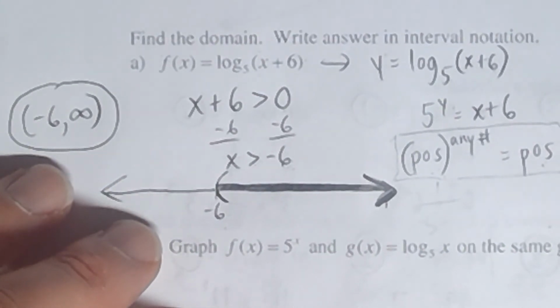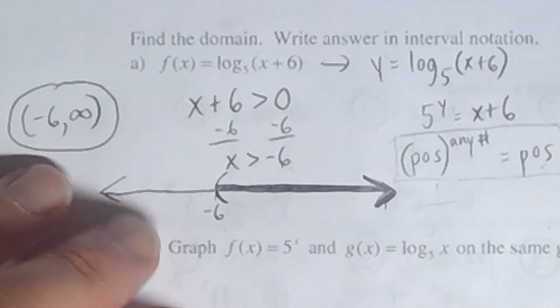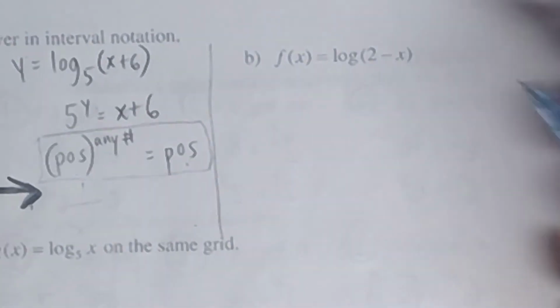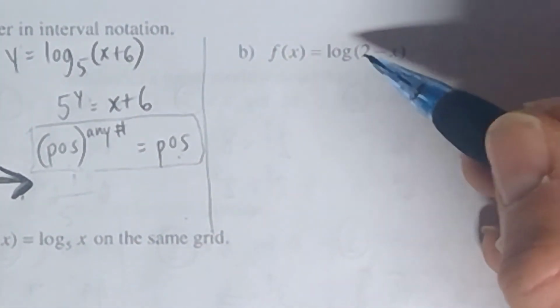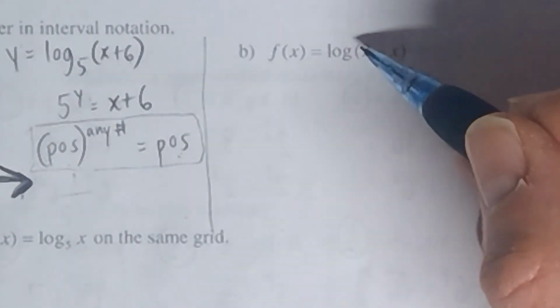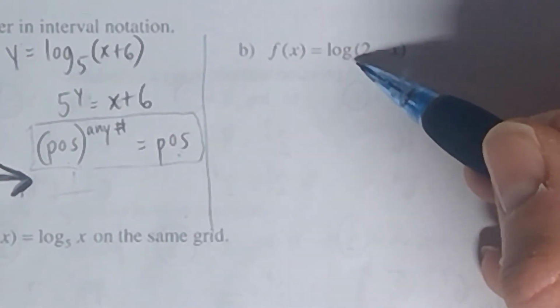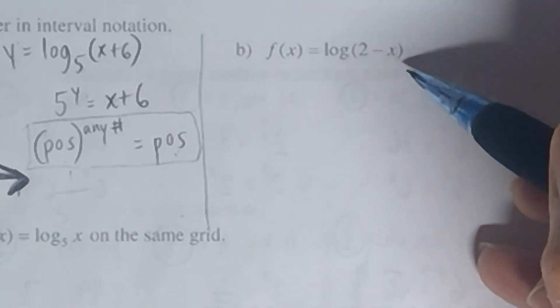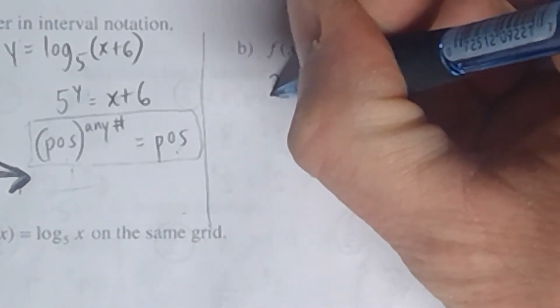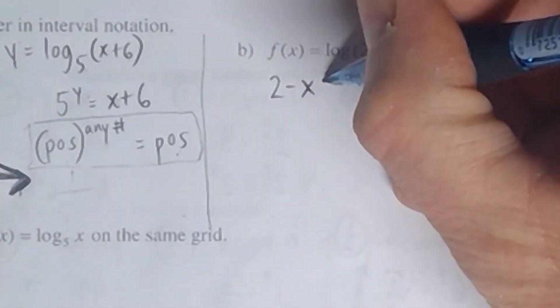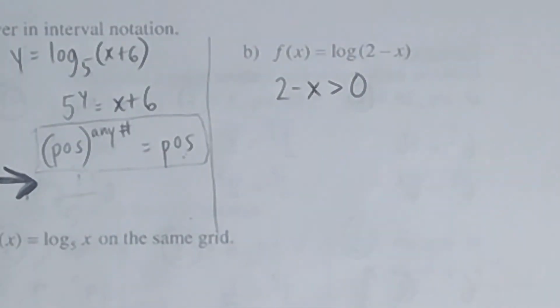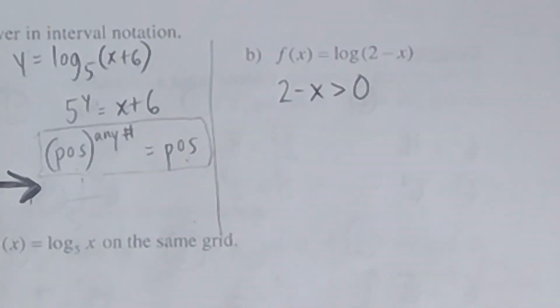The other one's similar, it's just additional practice, so you do it the same way. Since you have a logarithm and then there's an invisible 10 right there, but next to that invisible 10 is a bracket, that means that entire parenthesis is your product term, so we need to set that greater than 0.